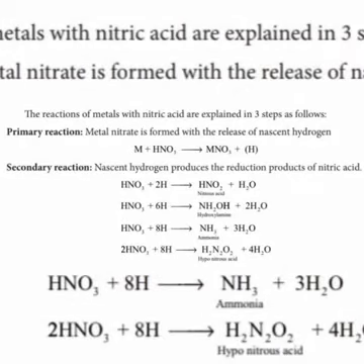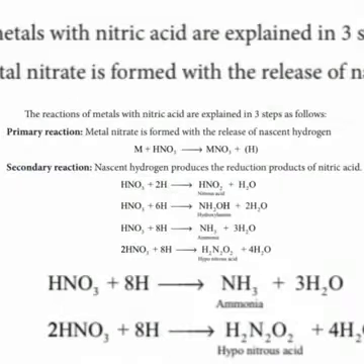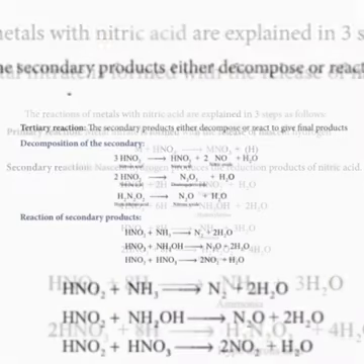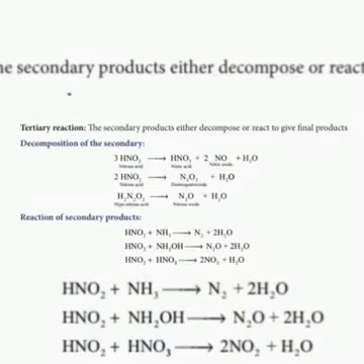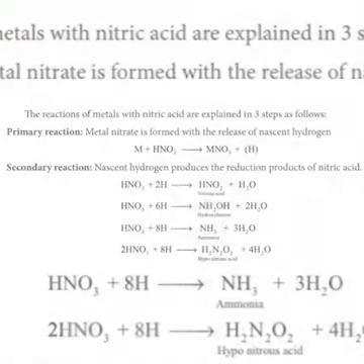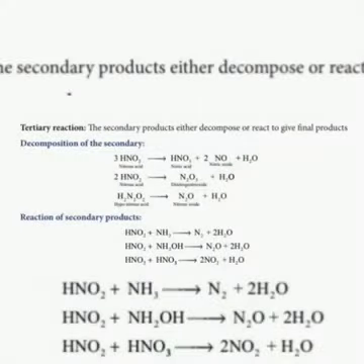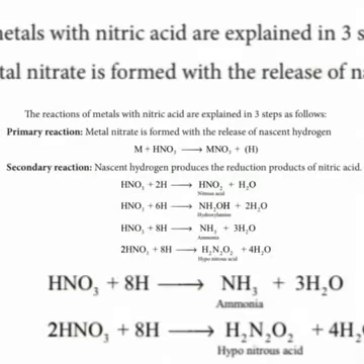This nascent hydrogen again reacts with nitric acid. That is the secondary reaction. The nascent hydrogen again reacts with the nitric acid, and we get 4 different reduction products. What are the reduction products? One is nitrous acid, second is hydroxylamine, third is ammonia, fourth is hyponitrous acid. Next is the tertiary, that is the third step. The secondary product either may decompose or react to give the final products.